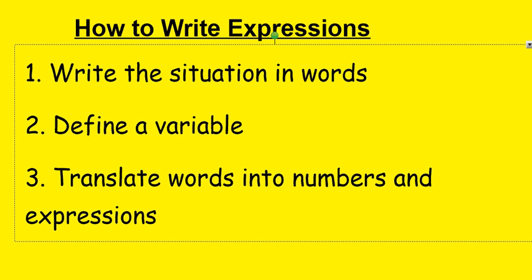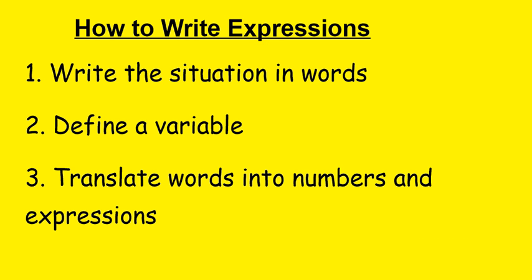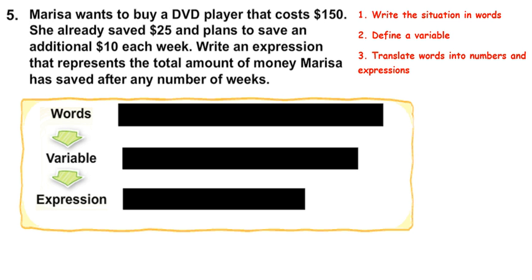Okay, now we're going to talk about how to write expressions. The first thing you're going to have to do is write the situation in words. The second thing is to define the variable. And the third thing is to translate all of the words into numbers and expressions. Okay? So here we go.